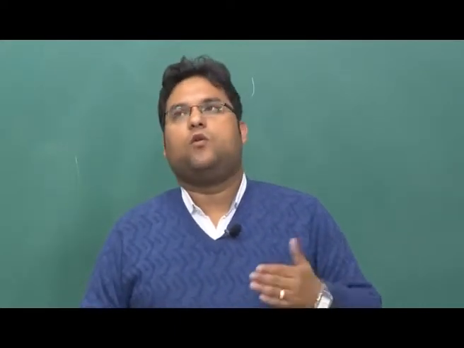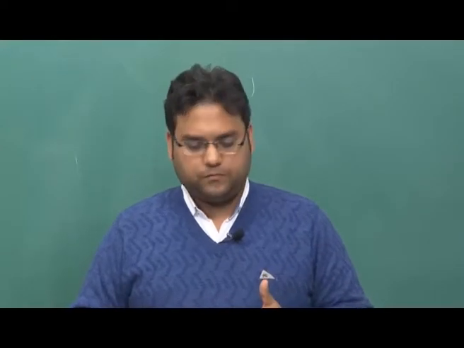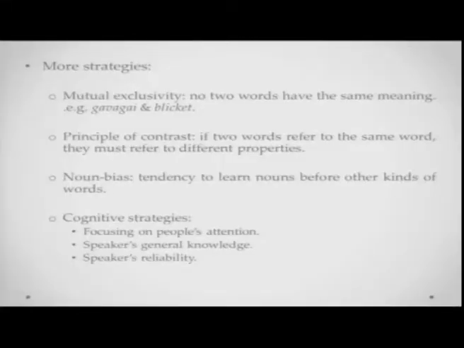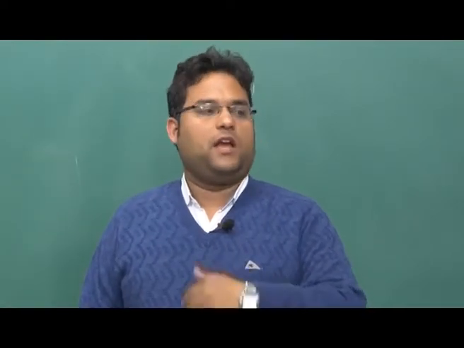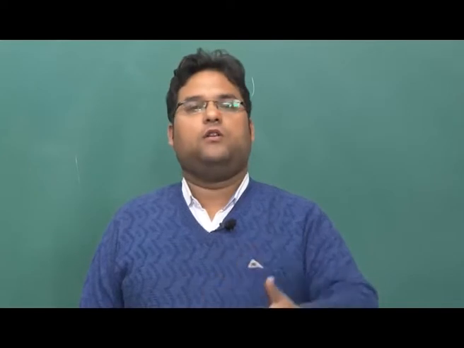So, that is one. The other thing is that children also have these kinds of strategies. There is this principle of contrast. If two words are referring to the same kind of object again and again, they must be referring to different properties of this object. Suppose I am using Gavagai and Bliket again and again for the rabbit, on and off, and the child is noticing that.